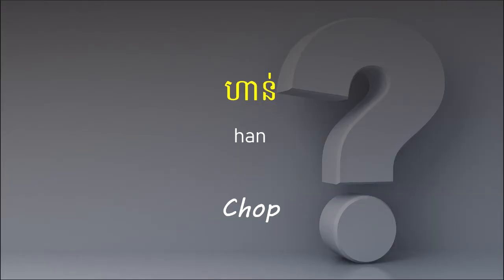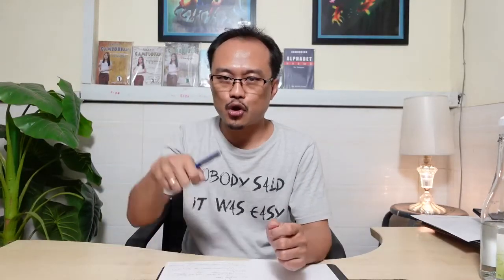And two more words. Han means to chop. Actually, for the word chop in Khmer, we have more meanings. Han means when you cut something into small pieces, especially with beef, meat, and vegetables. For example, you chop beef like this. I will show you a video with this as well. So when you cut something into small pieces, especially meat and vegetables, we say han, to chop.